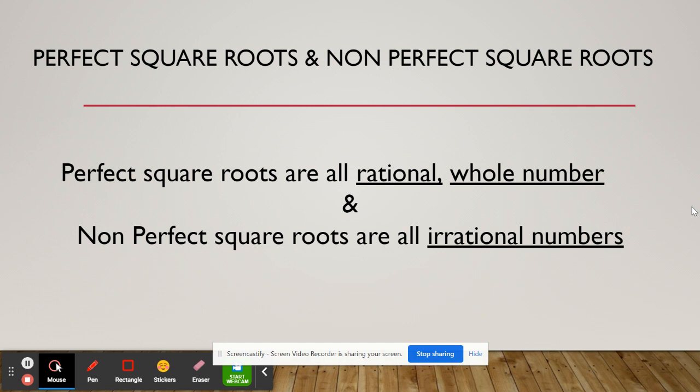So this is just a little introduction to square roots and non-perfect square roots. You'll learn more about perfect square roots and non-perfect square roots in the following lessons.